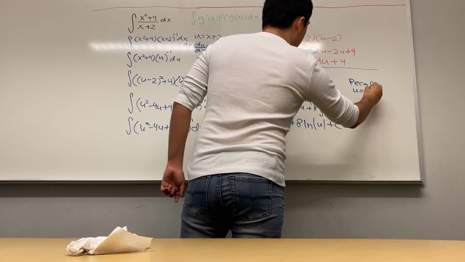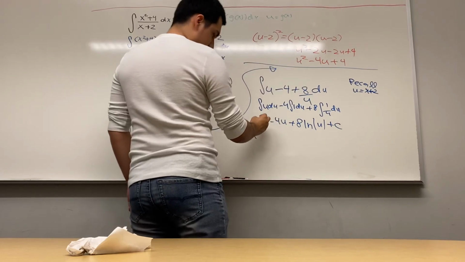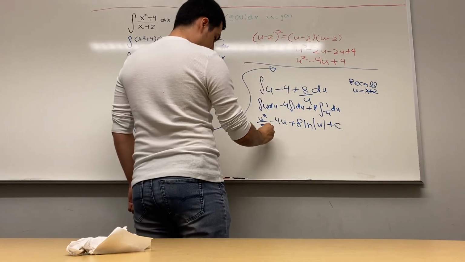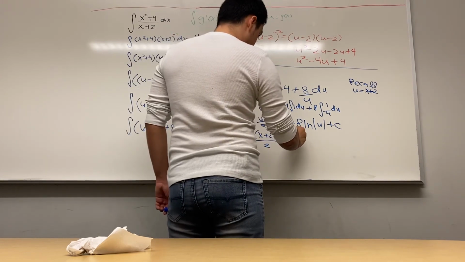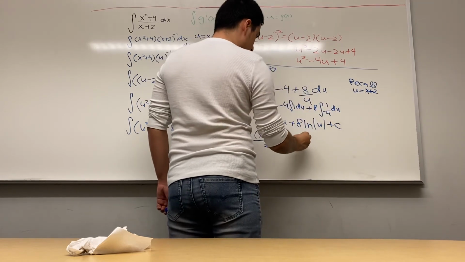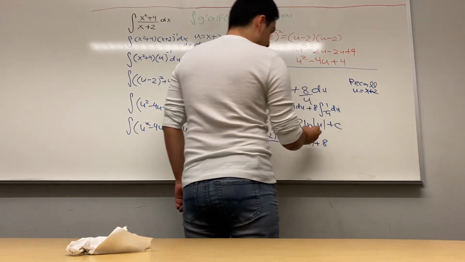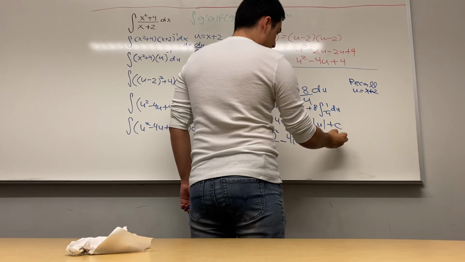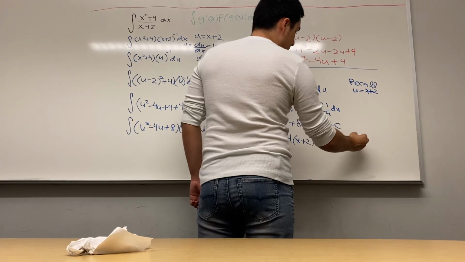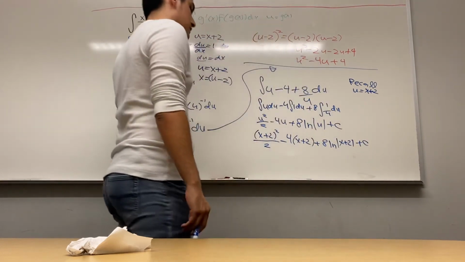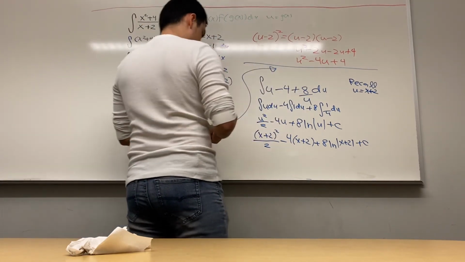And all we have to do at this point is plug in x plus 2 where we see u. So we can write it like so. We have u squared over 2, which we write as x plus 2 squared over 2, minus 4 times u, which is equal to x plus 2. And then we have plus 8 times ln of the absolute value of x plus 2, plus c, the constant term. And that is it. That is our answer. I'll go ahead and square that for you so you can see which answer I'm referring to.